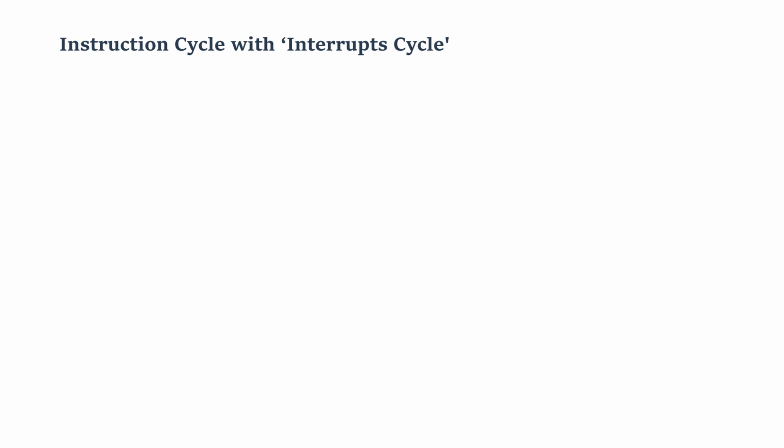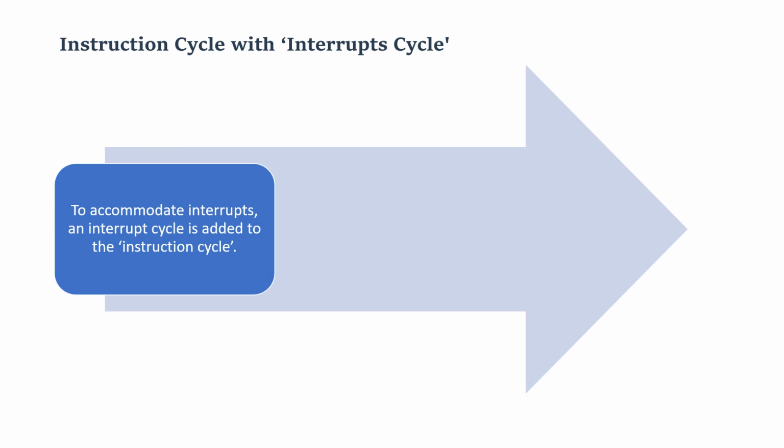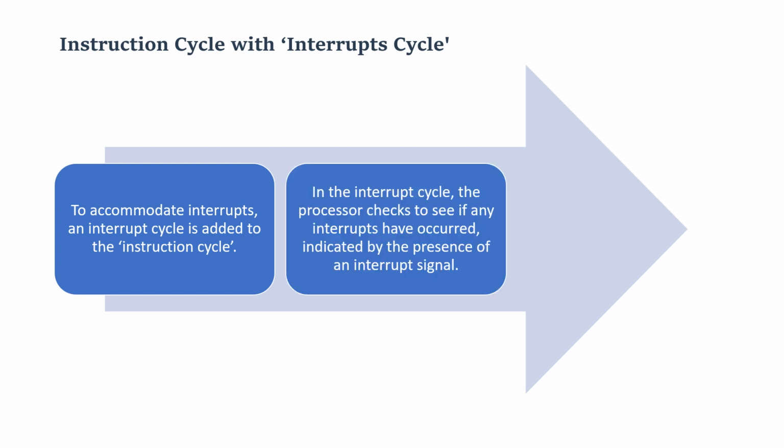If the system is interrupt driven, then to accommodate interrupts, an interrupt cycle is added to the instruction cycle. Instruction cycle is a sequence of steps like fetch, decode, and execute that the processor follows to execute the instructions. Check my video for the detailed description of the instruction cycle if you have not checked.